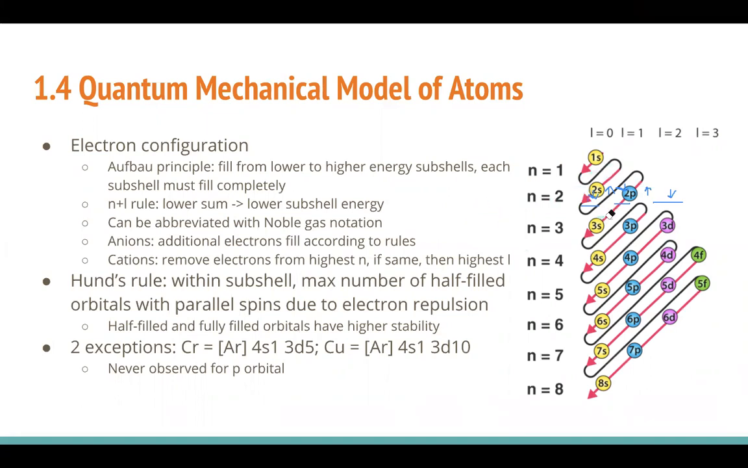Okay, yeah. So electron configuration is a really important concept to know. The Aufbau principle is just that it fills from lower to higher energy subshells, and each subshell has to fill completely. You can see it from this diagram here. But it is pretty intuitive.